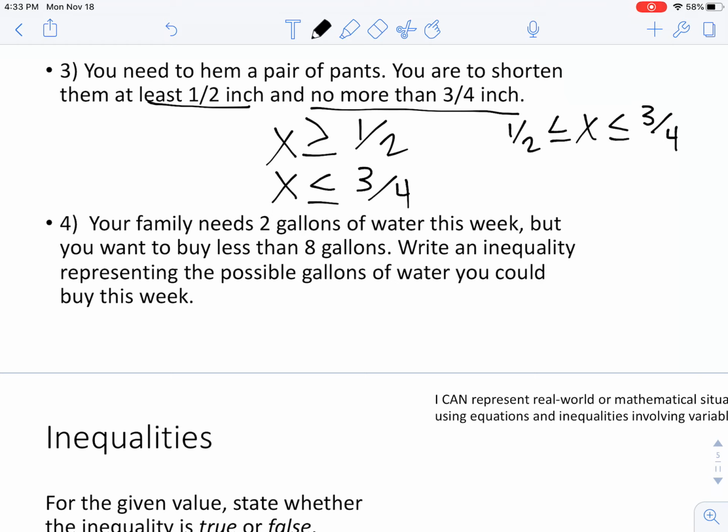So we're shortening them at least 1/2 inch and no more than 3/4 inches. So x is going to be less than or equal to 3/4. It's going to be greater than or equal to 1/2. So it's going to be somewhere in between there.